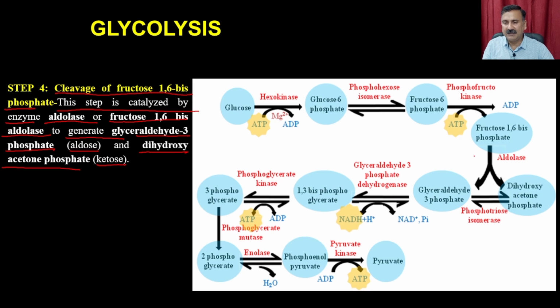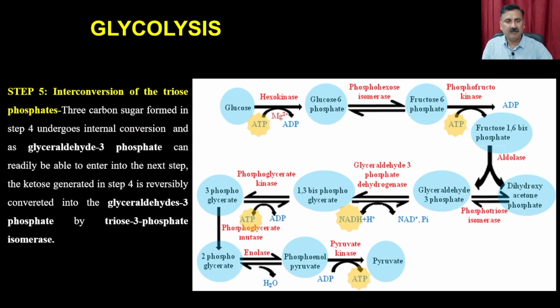So at this step, step number 4, the fructose 1,6-bisphosphate is going to be broken down into two products. One is called glyceraldehyde 3-phosphate, and the other is called dihydroxyacetone phosphate. And dihydroxyacetone phosphate is going to be converted into glyceraldehyde 3-phosphate by the enzyme called phosphotriose isomerase, and that is step number 5.